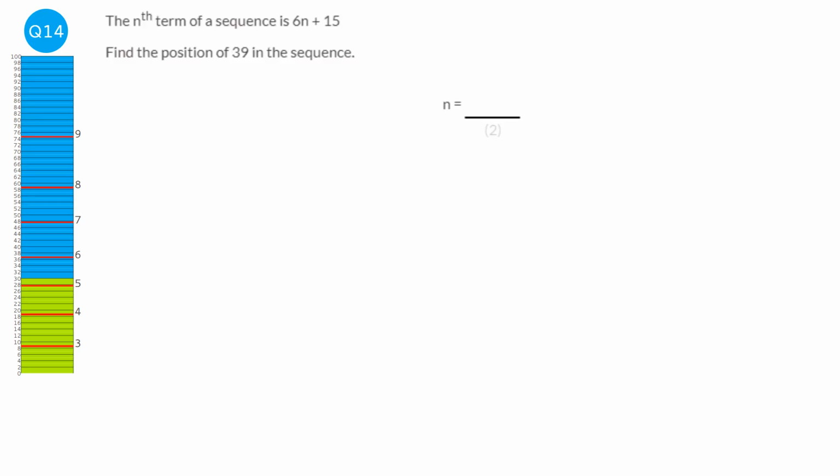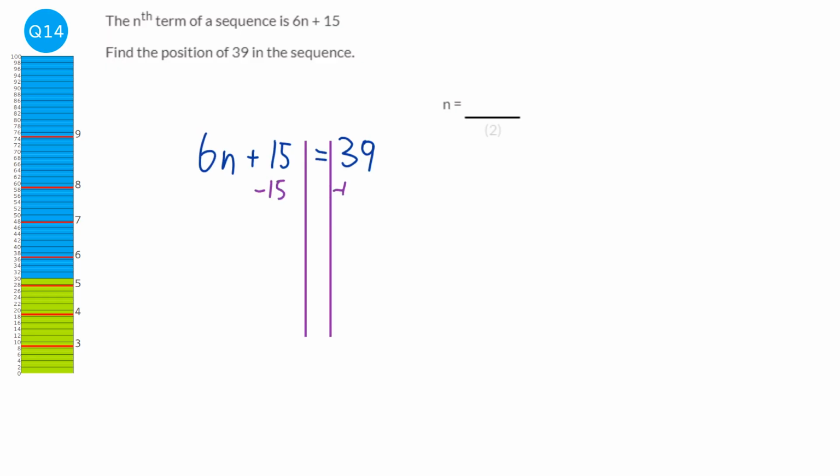So when we're asked to find the position, we're basically finding out what n is, and we're told that the sequence has a 39 in it, and we're finding the position of 39. So we're going to equal the nth term to the 39 and solve it. So we're going to put in our solving lines. And the first thing we're going to do is take away 15 from both sides because we want n on its own. So we get 6n equals 39 take away 15, which is 24.